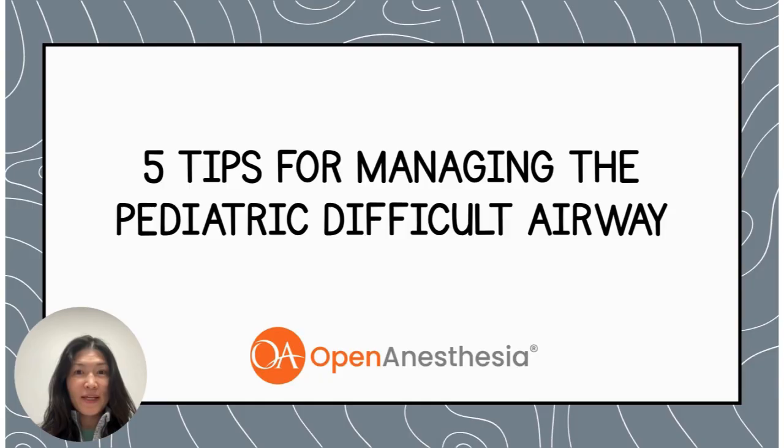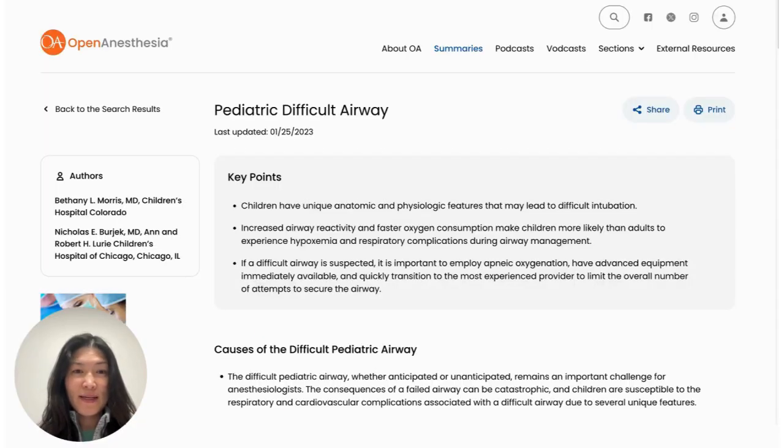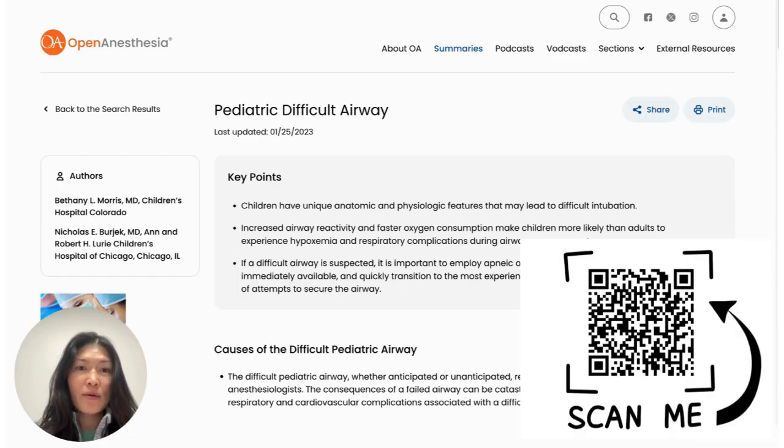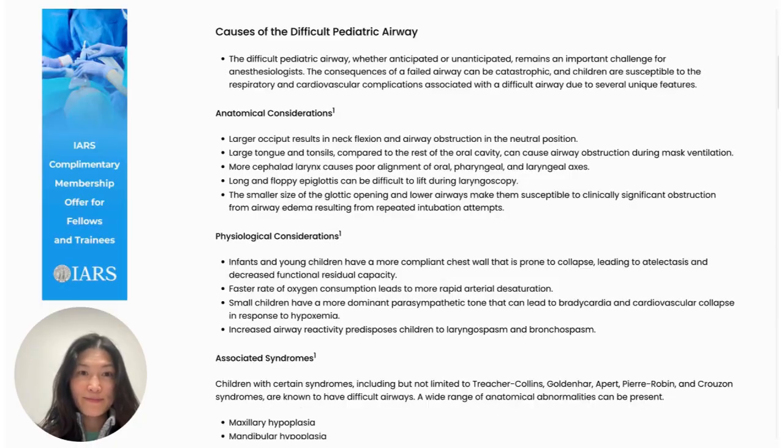Here are 5 tips for managing the pediatric difficult airway from Open Anesthesia. These tips and more information can be found on the Open Anesthesia summary on pediatric difficult airway, which can be accessed via this QR code. Open Anesthesia summaries are updated versions of the Open Anesthesia keywords.